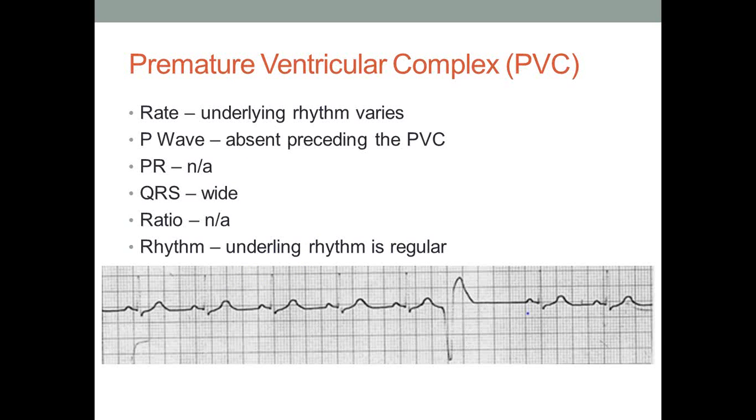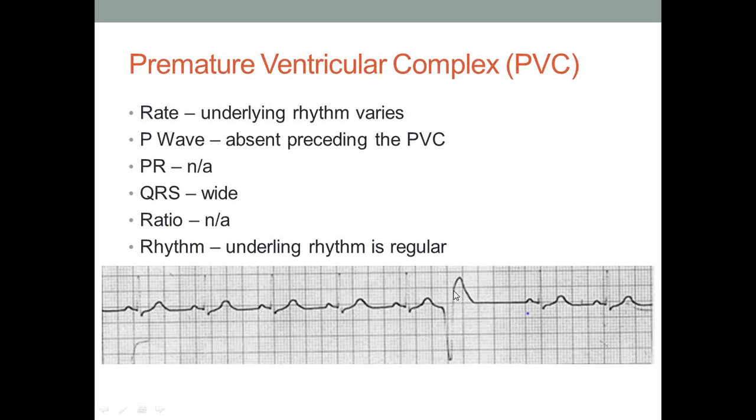Now again, if we look at this strip and go through your steps, you're going to find that the underlying rhythm is normal sinus, except for this funky beat right here. So the difference between the premature atrial complex and this premature ventricular complex is the size of the QRS complex. You'll notice here that the QRS is wide. The beginning of the QRS is measured from right here. This here is a T wave. So the end of the QRS complex is right here. If you count your three little boxes, this QRS complex is wide.